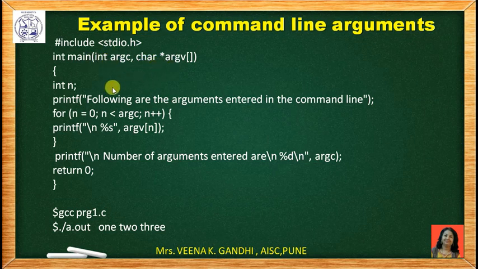Now next you define the n variable of type int. Now I want to print what are the parameters passed on the command line. I want to display those parameters. So printf "Following are the arguments entered in command line."